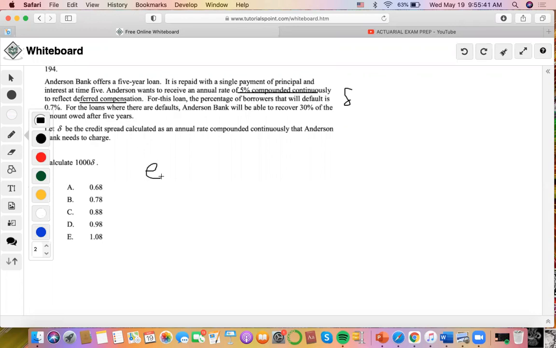Well, we denote it as e to the force of interest times the number of years. We are given 5 years and a force of interest of 5%, right? So how much is the deferred compensation? It is 1.28403.